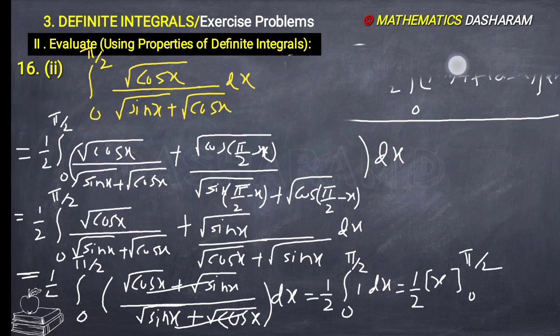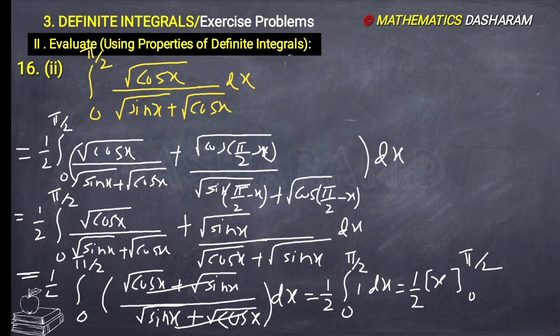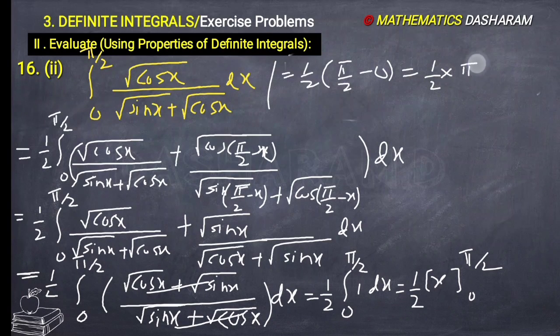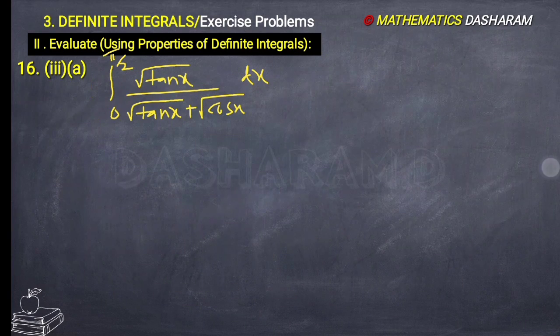Now substitute the upper limit and lower limit. So 1 by 2 bracket of pi by 2 minus 0. So 1 by 2 times (pi by 2 minus 0, which is pi by 2). It is equal to pi by 4, which is our required answer.